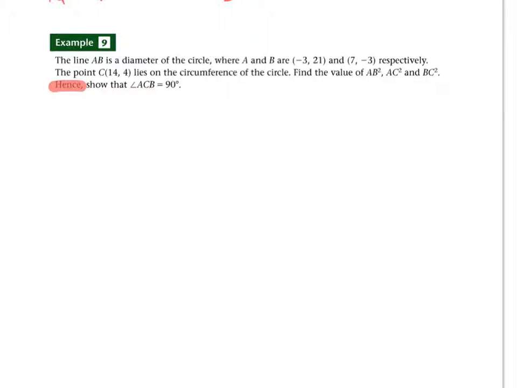I think first of all it might be a good idea to draw a diagram. So if we get an idea of what we're looking at, it makes a bit more sense. Label your axes, please. Right, we've got B roughly there, which is 7, minus 3. This is totally not to scale, so just watch out. C is 14, 4, just over here a bit. And we've got A further across to the left, which is minus 3, 21.